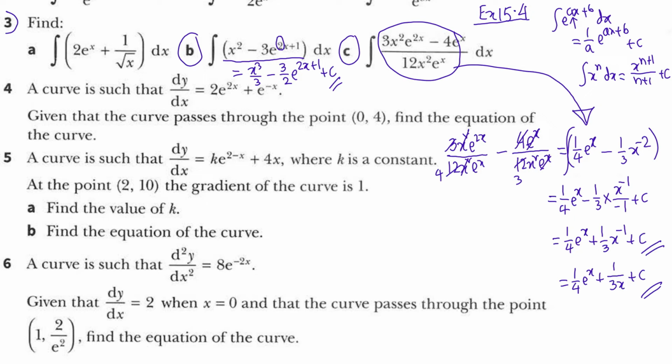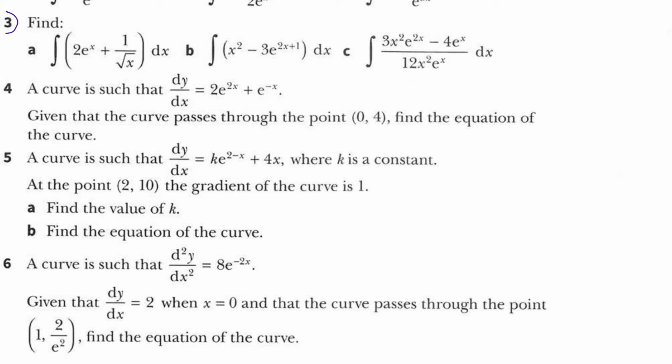We are doing integration from the Cambridge A-Level book, exercise 15.4. Let's move to question number 4 right now. Question number 4 is written there: the expression passes through the point 0, 4, find the equation of the curve. So we have to apply the integration. Question 4 we are doing right now.